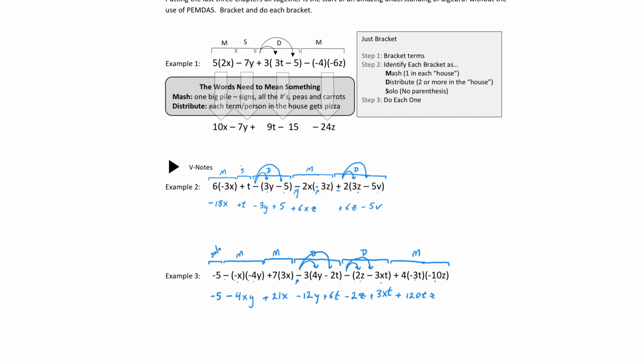And you have just done one pretty long algebra expression. You are officially ready to bracket, identify, and crank out some algebra.